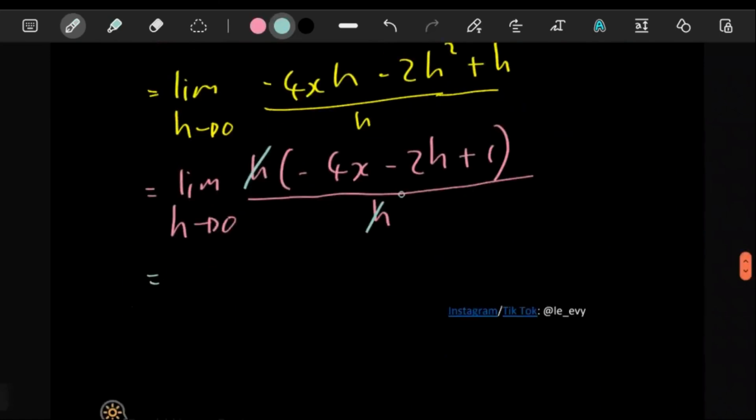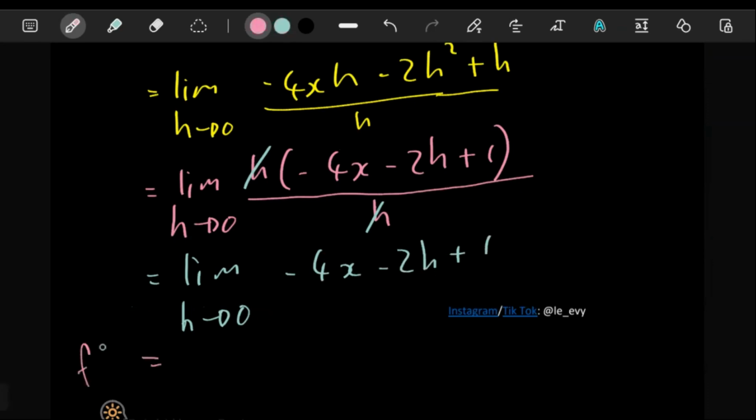Now, as long as you have your h gone at the bottom there, this whole h tends to 0 takes effect now. Because all that means is where the h is, a 0 is just going to be dropped in there. And then as long as a 0 is dropped in there, you're going to have negative 4x plus the 1 left.